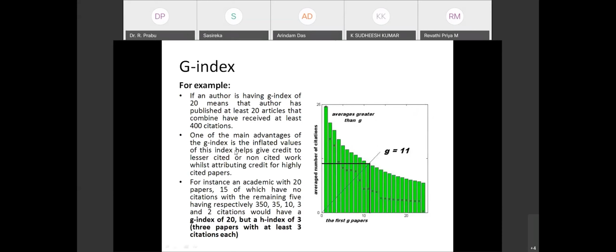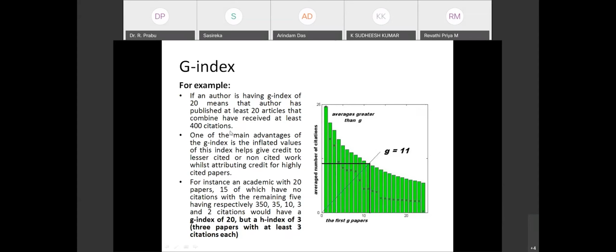So for example, if an author has a G index of 20, it means the author has published at least 20 articles. If the author has a G index of 20, the author should have published at least 20 articles that together have received at least 400 citations.